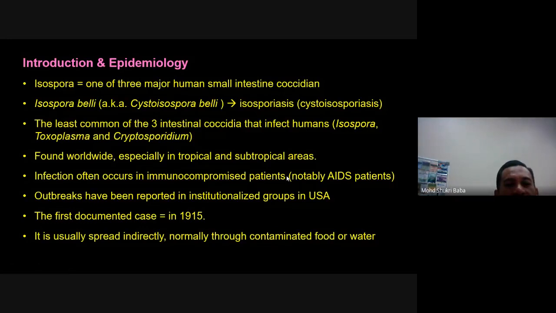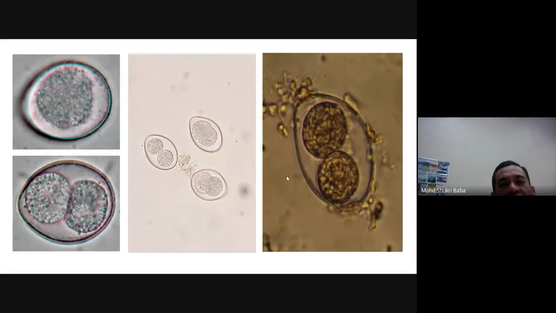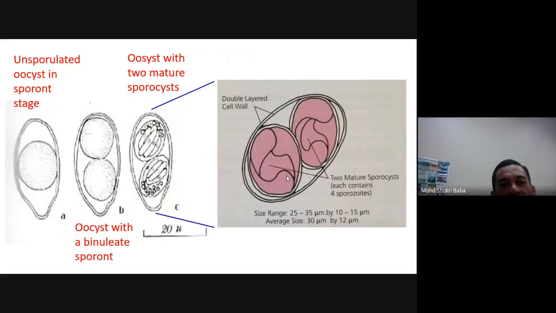Alright. The first documented case is in 1915. It is usually spread indirectly, normally through contaminated food or water. Alright, so again, bila dah melibatkan contaminated food and water, dia punya mode of transmission basically by fecal oral lah. So this is the cyst of the Isospora.